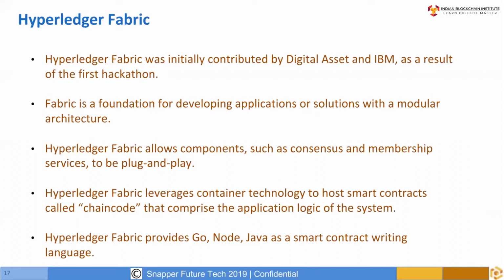Docker is container technology, but Kubernetes and all is a container orchestration. So that calls for a different webinar only. So let's not talk much about it. So Hyperledger Fabric provides Go, Node, Java as a smart contract writing language. So you can write your chain code using Golang, Node.js, or Java.